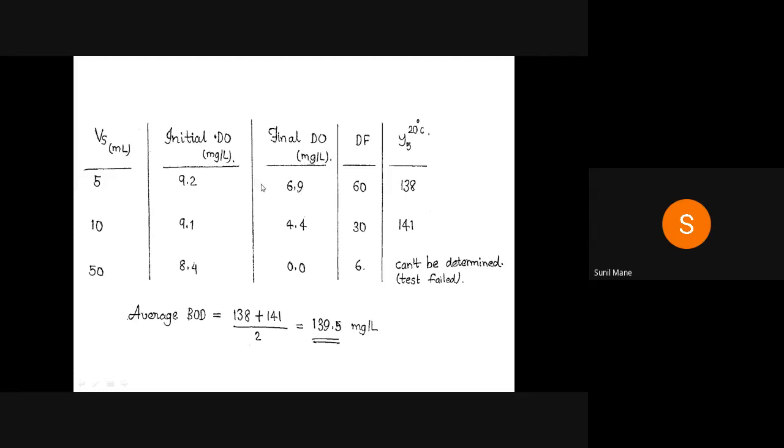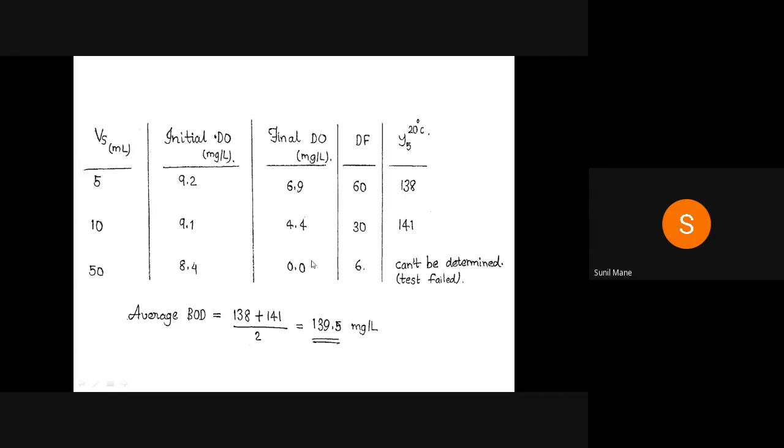Now for the first sample, the final dissolved oxygen we are getting is 6.9, right? In the second case we are getting the dissolved oxygen as 4.4. Now in the third case the dissolved oxygen we are getting is 0. That means this particular sample that we kept has failed. The test is failed. It can be determined, so here itself we can write that the test is failed.